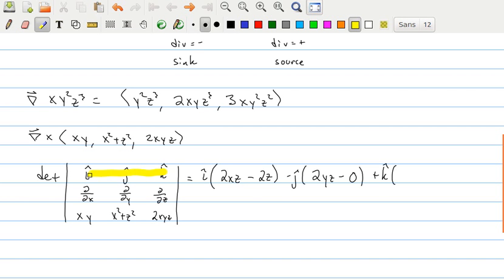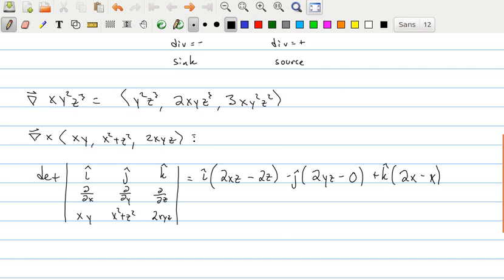And now we go to the k component of our curl. Again, we cover everything in the same row or column as the k, and that leaves us with this 2 by 2. Here we take the partial with respect to x of x squared plus z squared minus the partial with respect to y of xy. So we throw those two partials in there and we get 2x minus x.